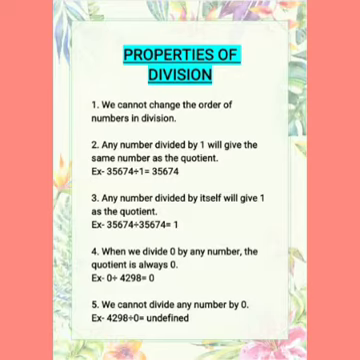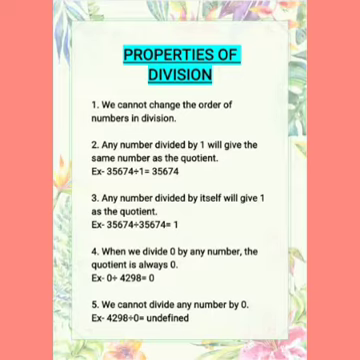Number 2, any number divided by 1 will give the same number as the quotient. For example, 35,674 divided by 1 is equal to the same number, 35,674. 100 divided by 1 is equal to 100. 2 divided by 1 is equal to 2. You will always get the same number whenever you divide any number by 1.